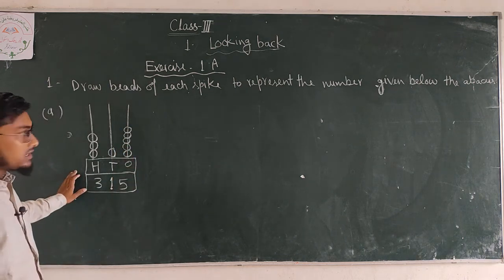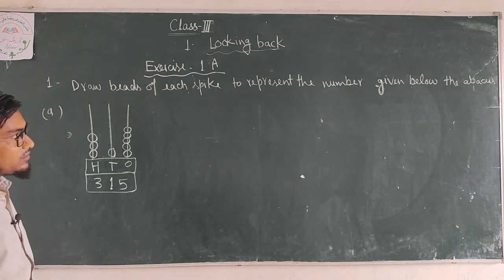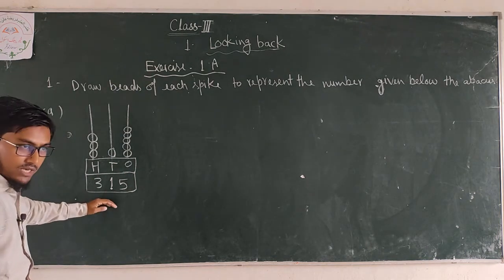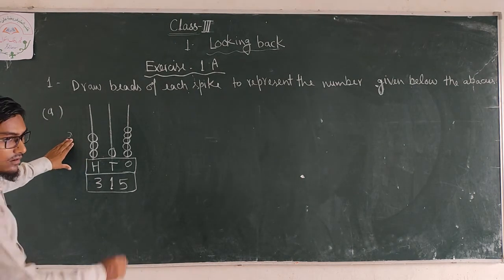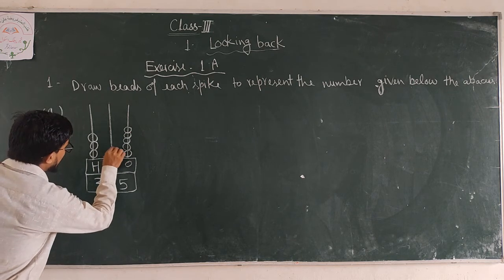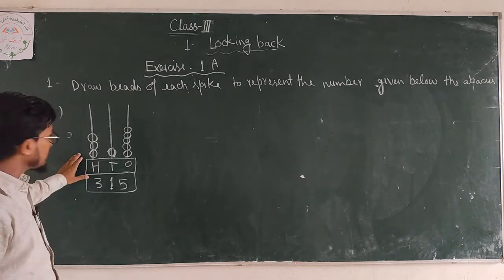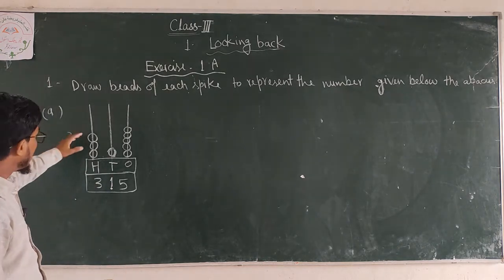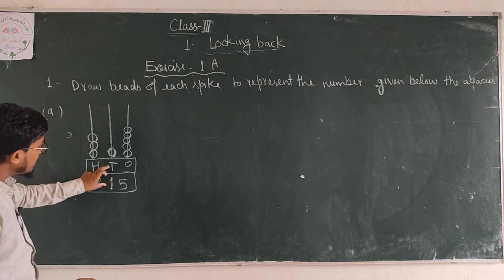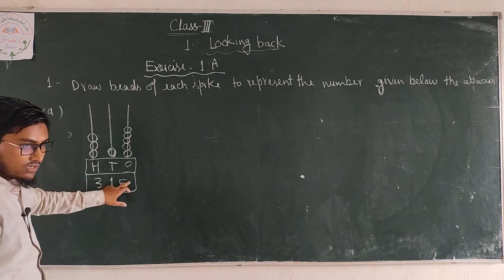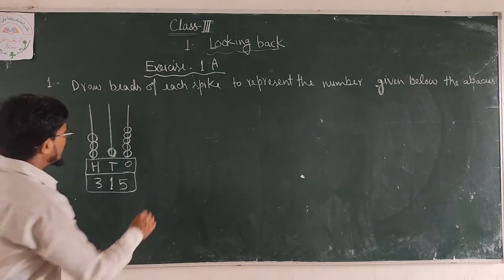The question says draw beads on each spike to represent the number given below the abacus. The number given is 315. I made a spike, each spike of the abacus with beads. You can also represent this number. So question 1A is completed. Hundreds position, 3 beads. Tens position, how many beads do we draw? 1. And on ones position, 5 beads.